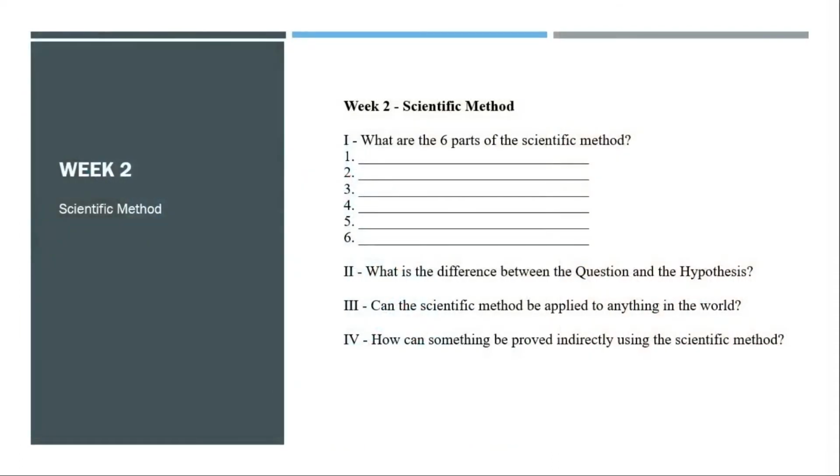In the second week, we went over scientific method. Here are our questions there. You can pause, try to answer them. We'll go on and answer them in the next slide.